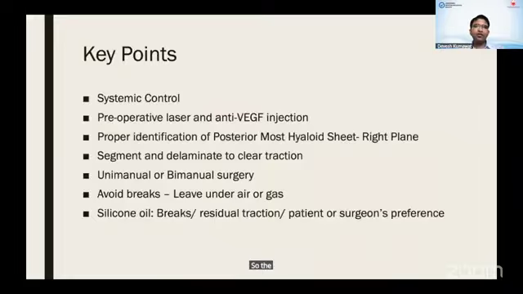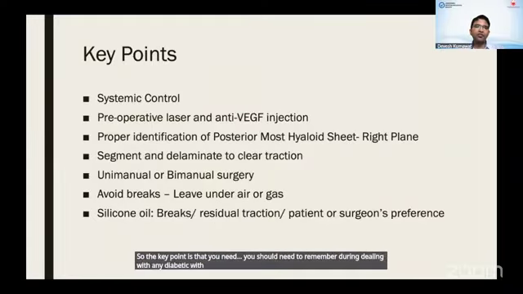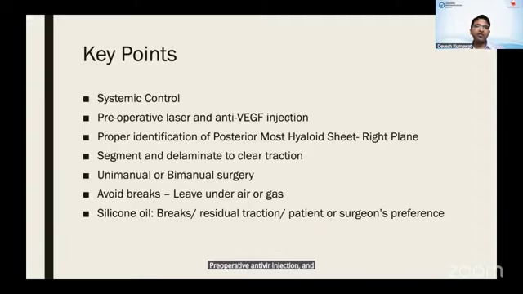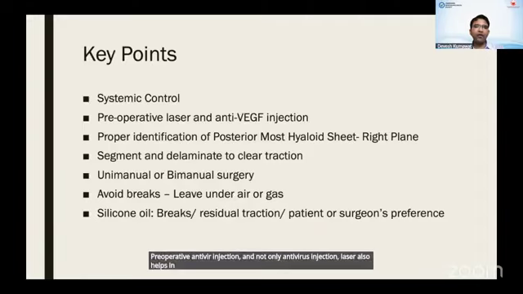So the key points that you need to remember when dealing with any diabetic traction retinal detachment: it is important that you have very good systemic control, not only before surgery but after surgery as well. Preoperative anti-VEGF injection, and not only anti-VEGF injection, laser also helps in reducing the vascularity of the tissues and helps in easy surgery. And proper identification of the posterior-most hyaloid is important. If you leave this hyaloid behind and you have iatrogenic breaks, then redetachments are very likely to happen.